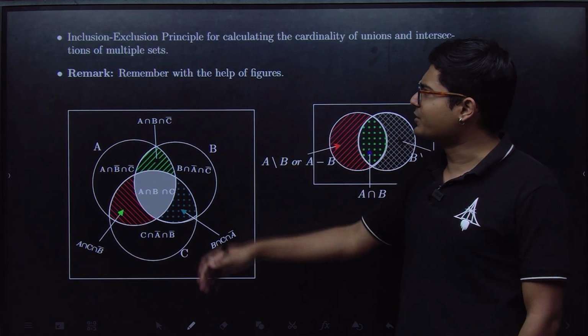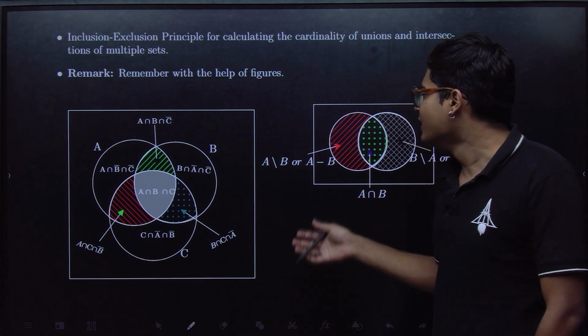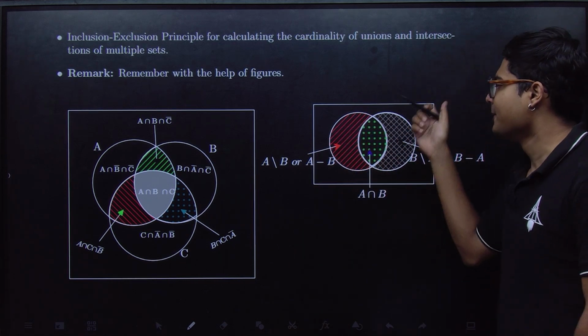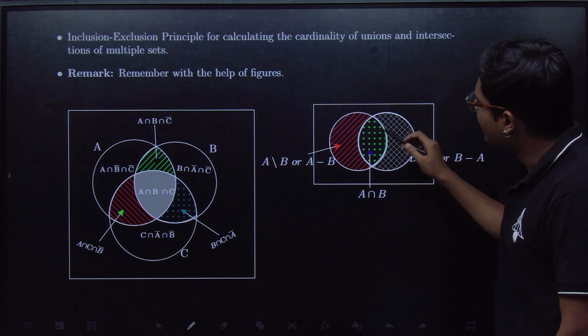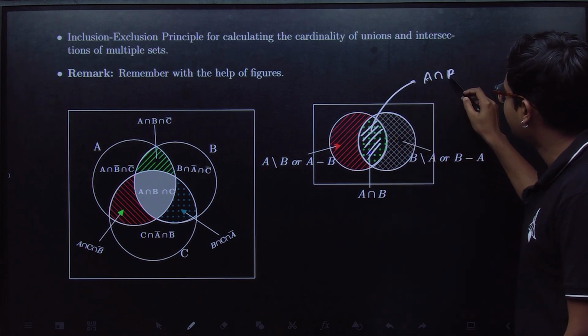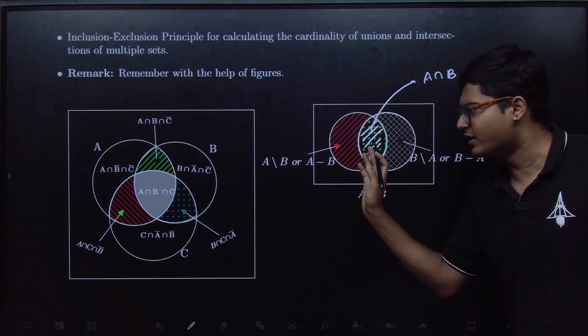Coming to inclusion and exclusion, it's basically a principle of calculating the cardinality of union and intersection of sets, right? So like we said, this is what a Venn diagram looks like. So if you take two sets A and B, this part which is common to both these sets is nothing but the intersection, this A intersection B. What is union? Everything inside these two circles is known as the union, right?